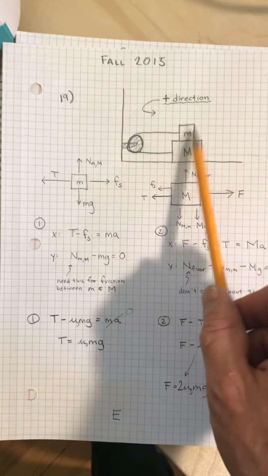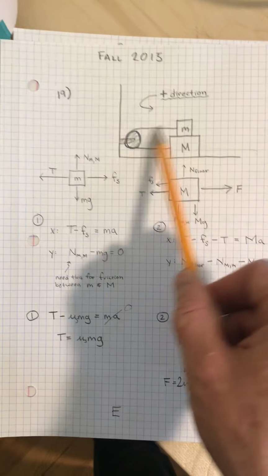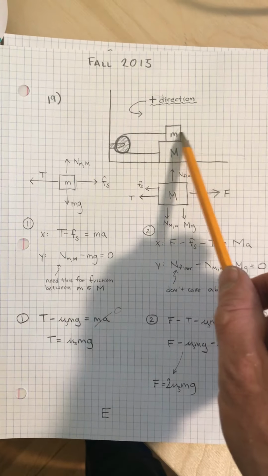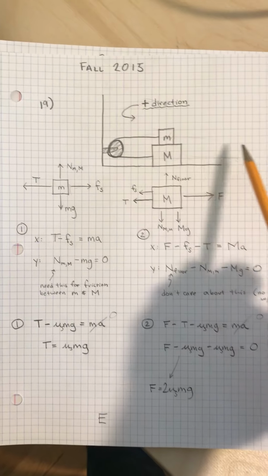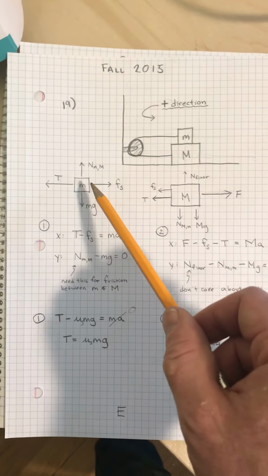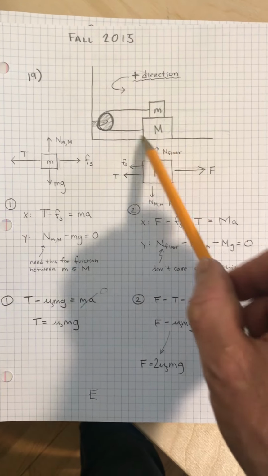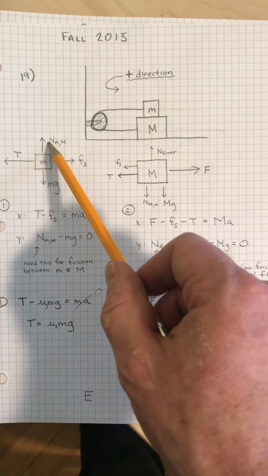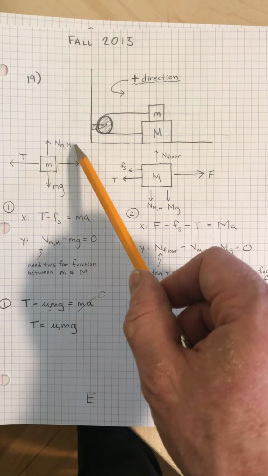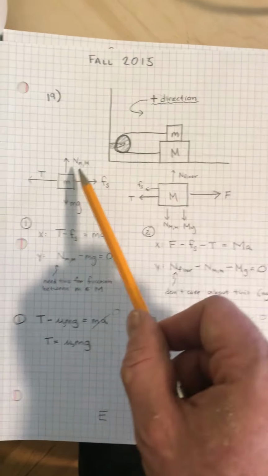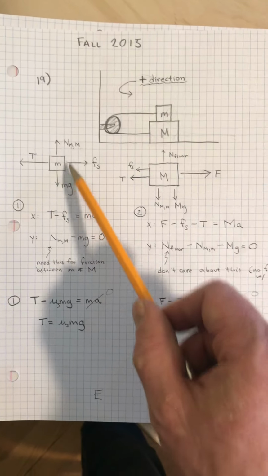So lowercase m is going to see the tension pulling it this way, and it's going to see a frictional force pulling it that way. It's going to see its weight pulling down, and then it's going to see the normal force applied by M against it. So I write that as N lowercase m capital M, which is to say the normal force on lowercase m by capital M. And that's going to be equal and opposite to mg.